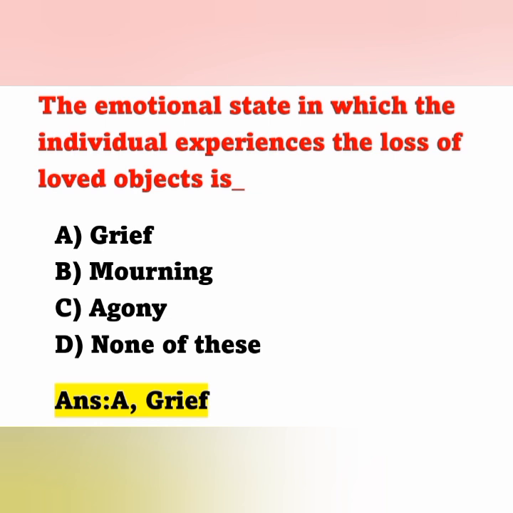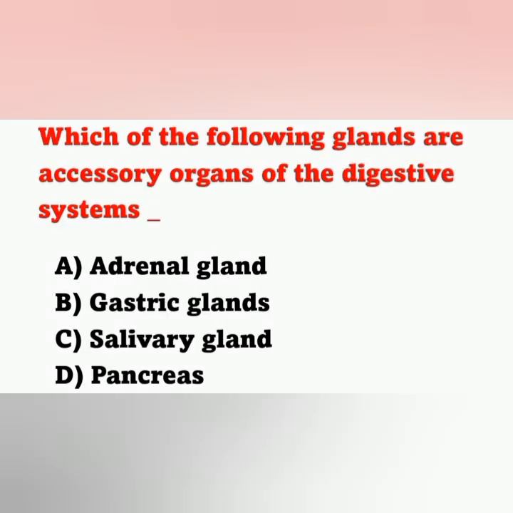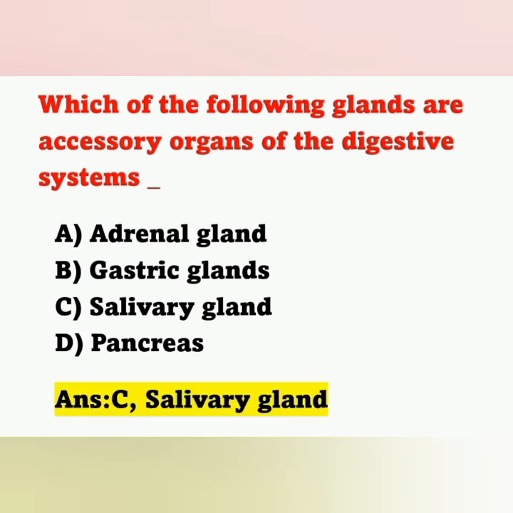And the next question: which of the following glands are accessory organs of the digestive system? Options: option A, adrenal gland; option B, gastric glands; option C, salivary glands; and option D, pancreas. The correct answer is option C, salivary glands. The glands that act as accessory organs of the digestive system are the salivary glands.